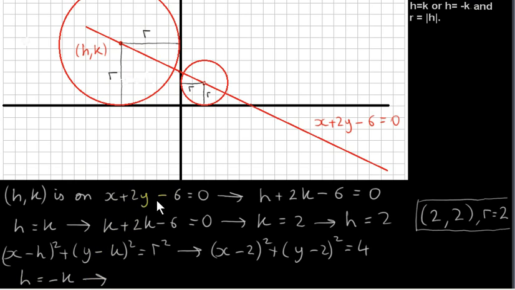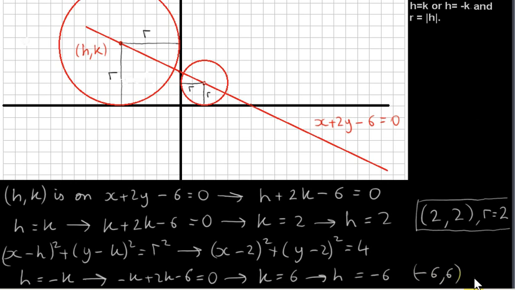So we just plug minus k in for h in here. So we're going to get -k + 2k - 6 = 0. Solving this, we get k - 6 = 0, or k = 6. If h equals minus k, it means that h equals minus 6. So the center of this other circle is (h, k), which is (-6, 6). And the radius is just the magnitude of h, well, the magnitude of minus 6. Or if you like, the magnitude of k. Doesn't matter, we can get the magnitude of h or the magnitude of k. We get 6.